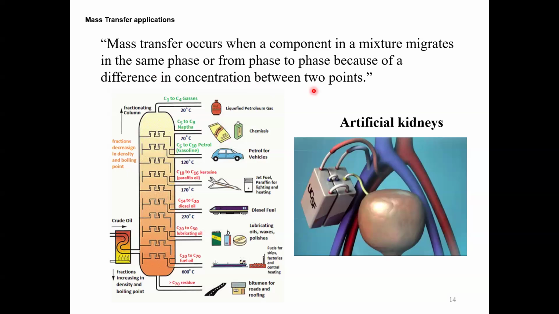We saw in heat transfer that thermal energy transfers from high energy to low energy, which is basically given by the temperature difference across two points. When you have a temperature gradient across two points, heat transfer happens. However, when you have a concentration difference across two points, you will see mass transfer happening.